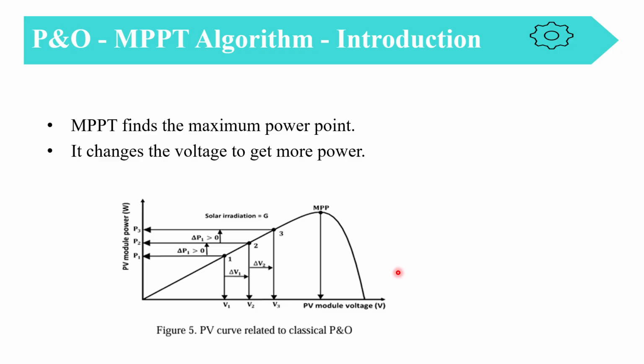Next, I will introduce the P&O MPPT algorithm. MPPT finds the maximum power point. It changes the voltage to get more power. For instance, you are here. You go to the right side, and you see the power increase. You get higher power, so you continue to go in that direction. But if power decreases, you must change direction.